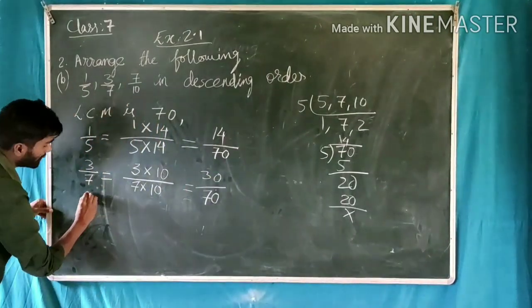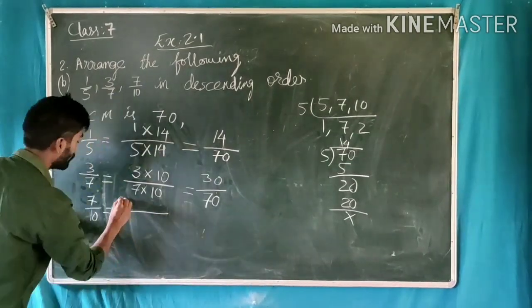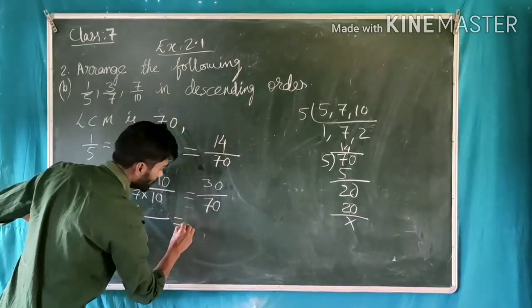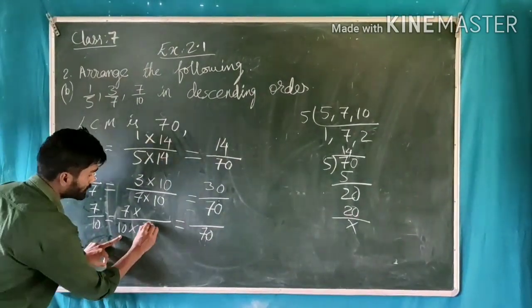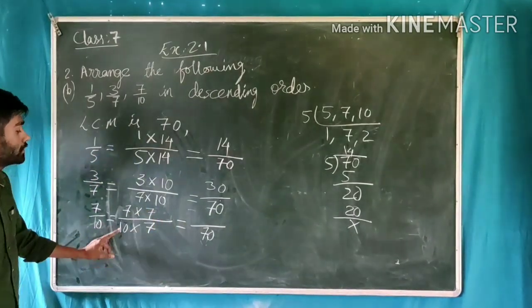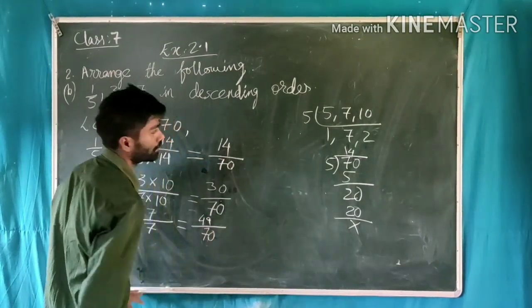Next one, it is 7 by 10. Same way we will do it. 7 by 10, the denominator must be 70. So 10 into 7 is 70. Same 7 we are going to multiply here. That is 7 into 7, that is 49.